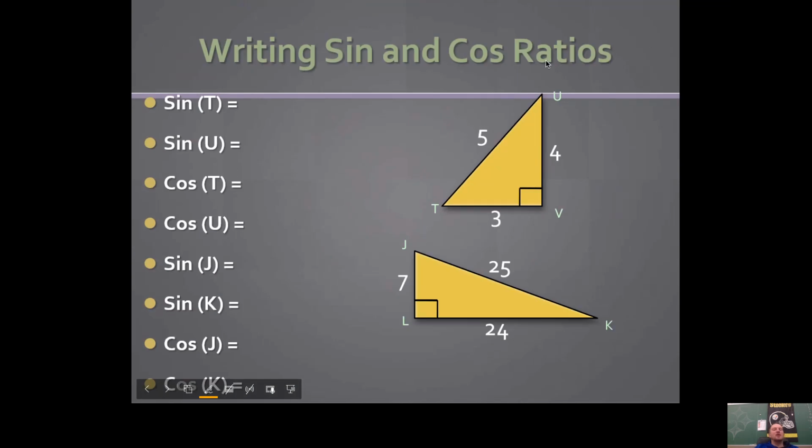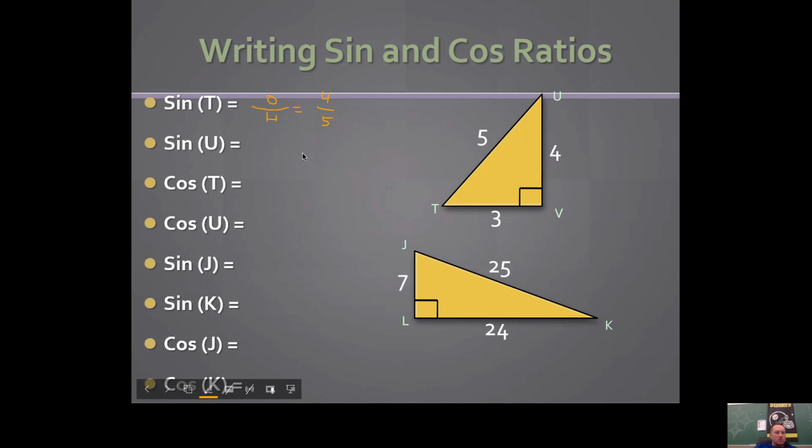Let's write sine and cosine ratios. We want the sine of angle T. Angle T belongs to this triangle. It's an acute angle. Sine, remember, is opposite over hypotenuse. So I'll just write that out just to help you. Now, in relation to angle T, which leg is opposite? The 4. What's the hypotenuse? 5. Sine of angle T is 4/5.